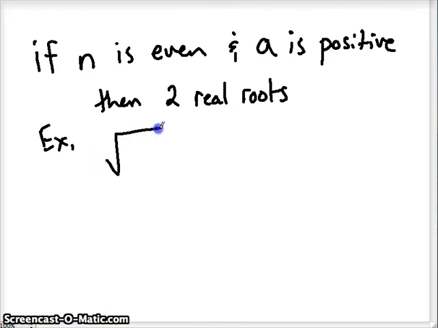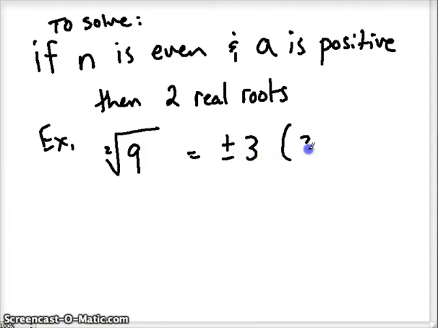So for example, here's our example. If I take the square root of 9, like we said, well, n is even, there's a little implied 2, right? And a is positive, it's 9. Then we have two real roots. If we're solving, I guess I should say that, to solve. So we would say that it's both positive and negative 3, right? It's positive 3 and it's negative 3. So there's our two real roots. They're real numbers. We got two of them.